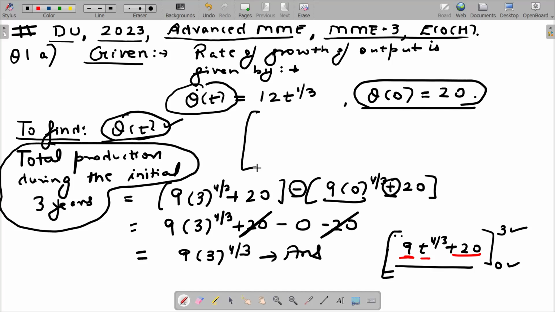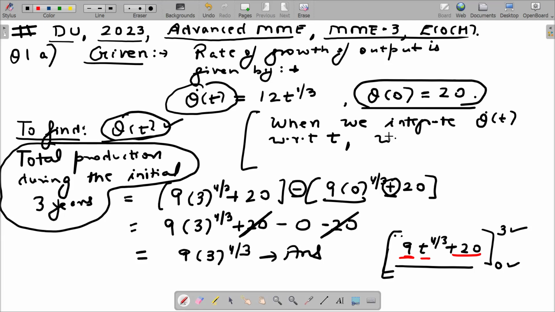Okay, so I'm revising it. Remember students, when we integrate q dot t with respect to t, we get q of t. And the total production during the initial 3 years will be integrating from 0 to 3 q dot t.